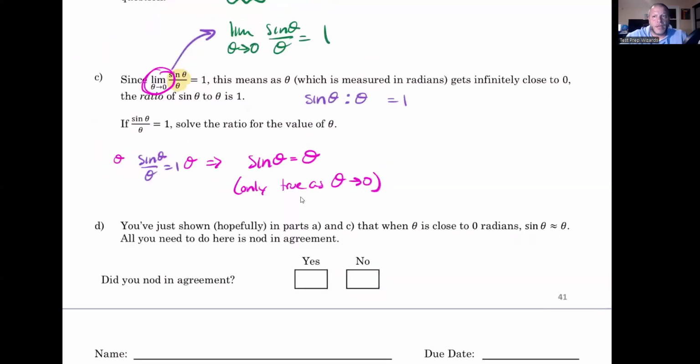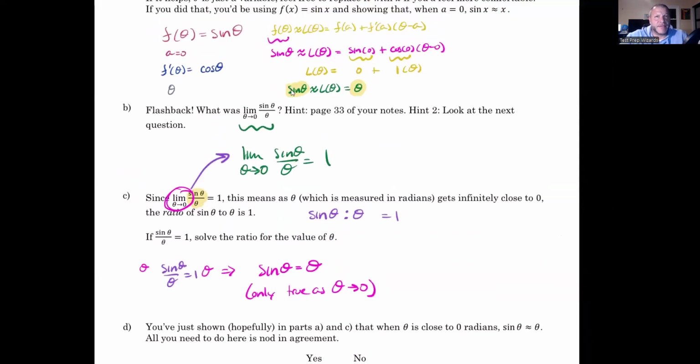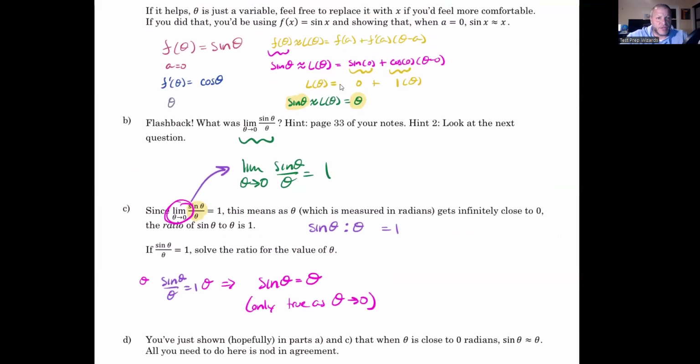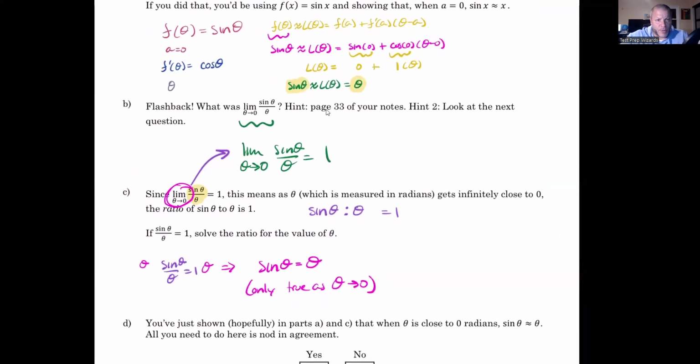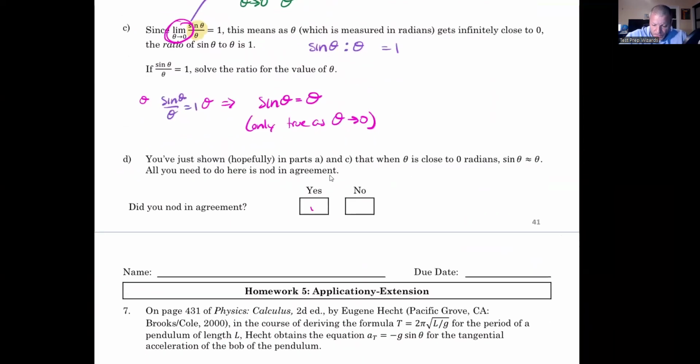So part D, what we've just shown, again, in each of these pieces, is that the sine of theta is approximately equal to theta when we use a linearization of zero. We've also seen with the limit argument that as theta gets close to zero, the sine of theta over theta is equal to one. So therefore, sine of theta is approximately equal to theta when we do some cross multiplying. So I nod in agreement, and hopefully you did as well.